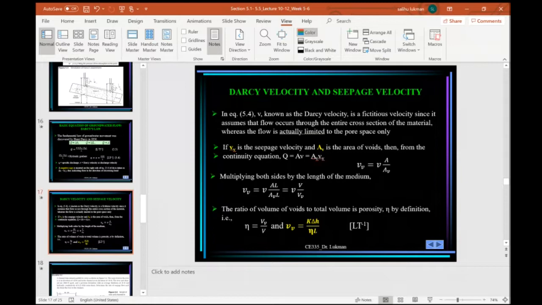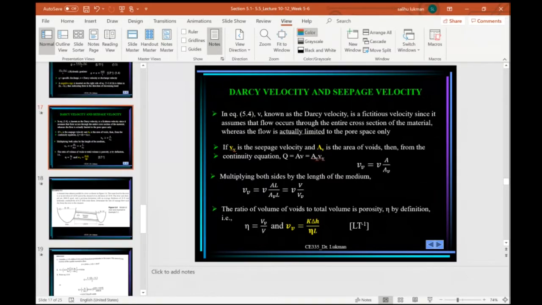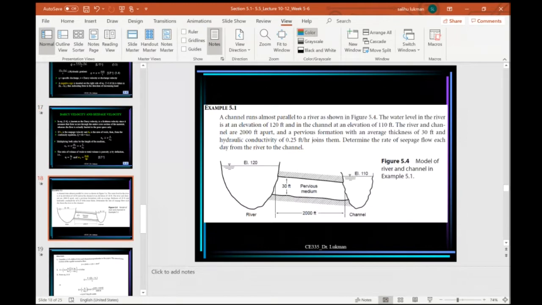Darcy velocity is overgeneralizing the flow. It assumes the flow is occurring throughout the whole cross section, while in practical terms the flow occurs only through the tiny void spaces. So to find the actual seepage flow velocity, we correct the Darcy velocity. The seepage velocity is equal to the Darcy velocity over the porosity.